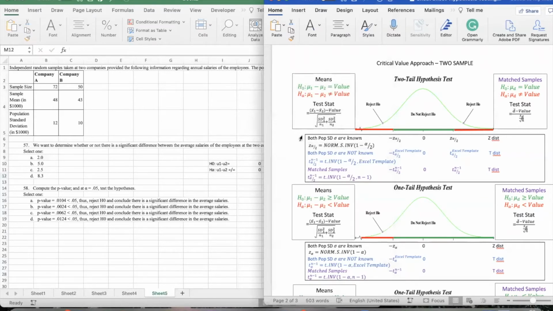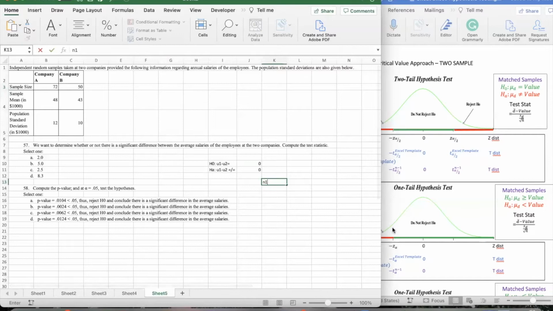Now let's try to calculate the test statistic, because that's what this first question is asking. So we need to do x bar 1 minus x bar 2 divided by this standard error. So my N1 is 72. Sample mean, x bar 1, is going to be 48. Population standard deviation 1 is going to be 12. And then we have N2, which is 50. What is x bar 2? X bar 2 is going to be 43. Then we have population standard deviation 2, and that's going to be 10.